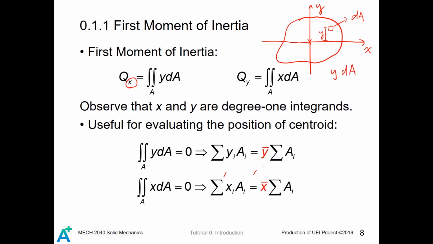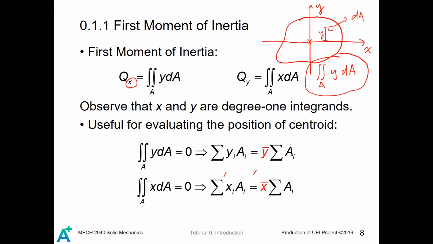And we are interested in the first moment of inertia of the whole piece of area. Therefore, we will do the integration or the summation. So we integrate all those things over the entire area. This is why you can have this notation.